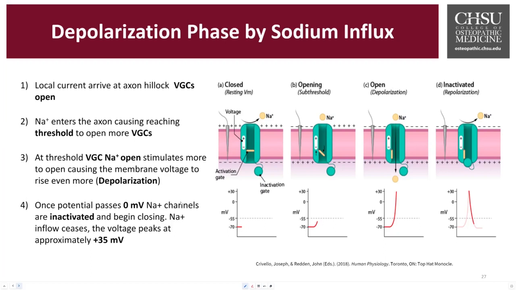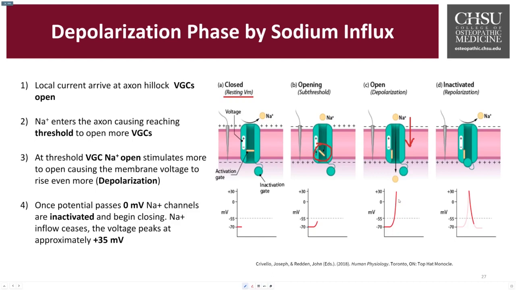Number 1, a local current arrives at the axon hillock, which triggers voltage-gated channels to begin to open up. As sodium enters into the axon, causing it to reach the threshold, more numerous voltage-gated channels begin to open. Over here on the right-hand side, you can see that at the resting membrane potential, the channel is closed. The moment that you get close to the threshold, or when you are subthreshold, the door begins to open up and sodium ions are now able to enter in as it depolarizes. At the threshold, this is when the voltage-gated sodium channels are opened, and now depolarization occurs.